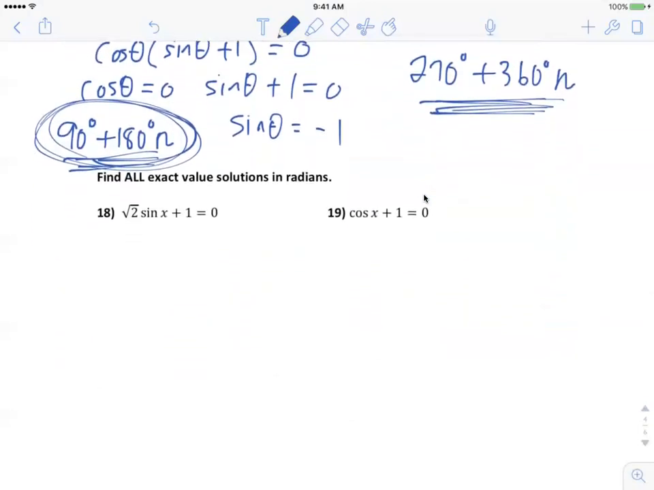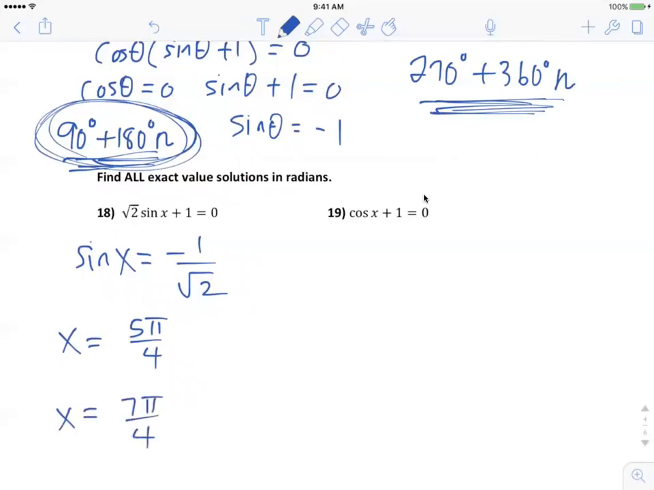How about all exact value solutions in radians? How does it look in radian mode? So solve for sine x. I would bring the 1 over and then divide by √2. So where does sine equal a negative √2/2? That's quadrants 3 and 4 where sine is negative. So if you look on your unit circle, you'd have in quadrant 3, that's that 5 pi over 4. And at quadrant 4, you get 7 pi over 4.